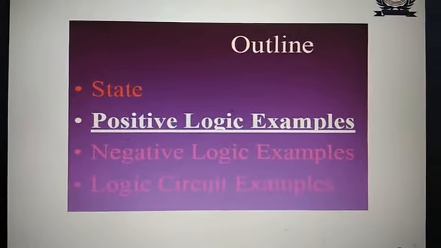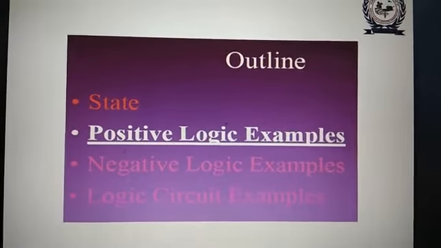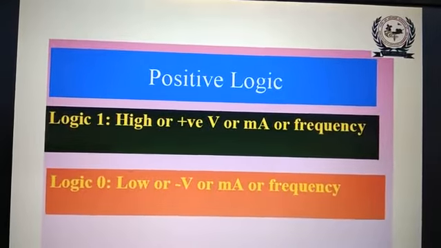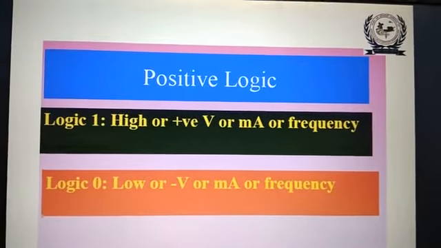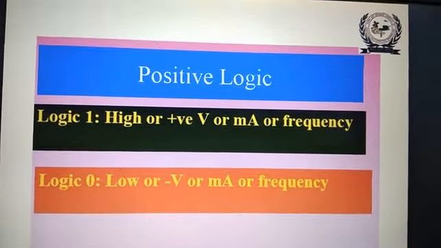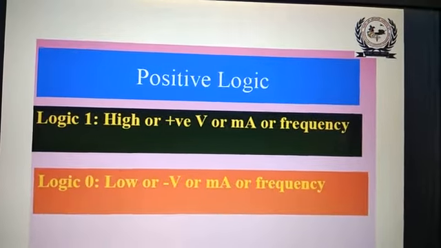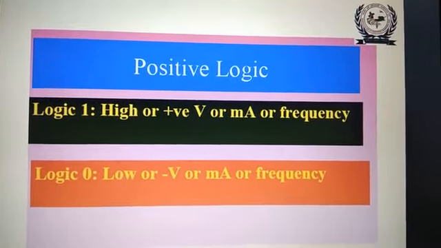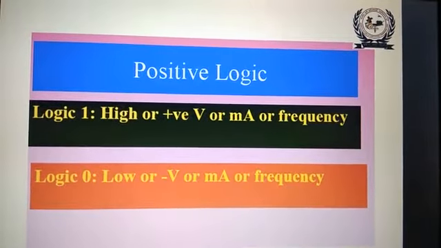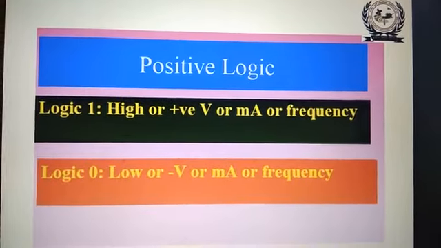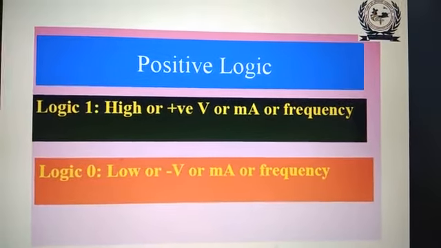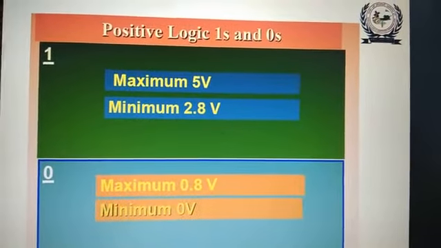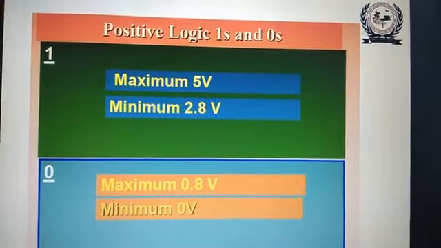State, positive logic examples, negative logic examples and logic circuit examples that we want to see. Positive logic means logic 1 is high or positive volt or milliampere or frequency, and logic 0 means low or negative volt or milliampere or frequency. This is the logic which we apply here. Positive logic 1s and zeros.